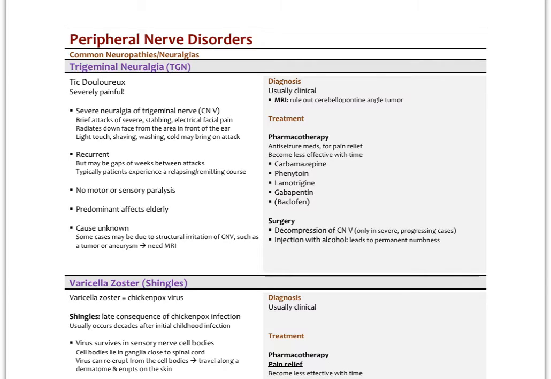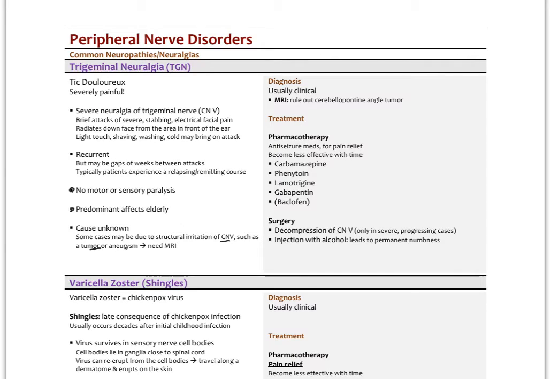No motor or sensory paralysis. So the motor system, again, the trigeminal does innervate the motor nerve to the masseter muscle for chewing, but there's no deficit there. And then it predominantly affects the elderly, so the incidence increases with age, and the cause here is unknown. Sometimes there can be structural irritation to the trigeminal nerve, such as a tumor or an aneurysm.